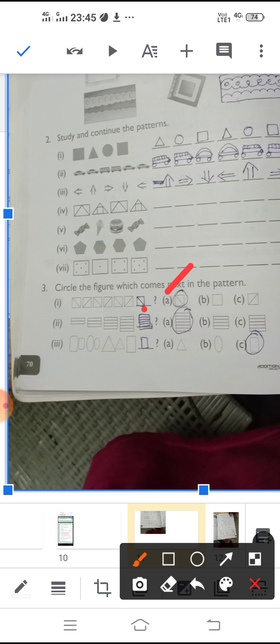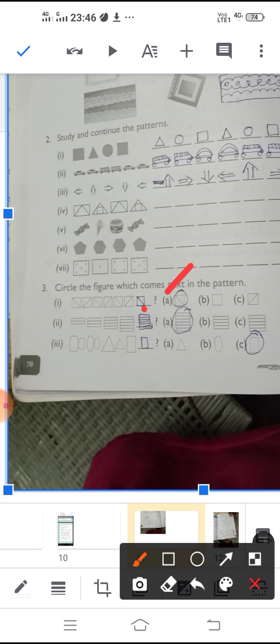Now come to the next. If it is having 2 lines, then 4, then 5, then 6. So you will draw according to the same pattern. So what will you draw over here? You will draw the A part.